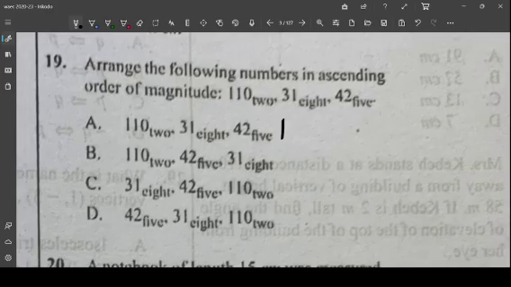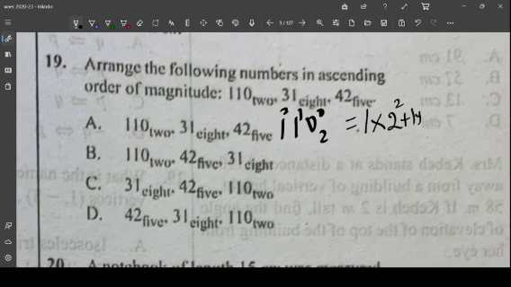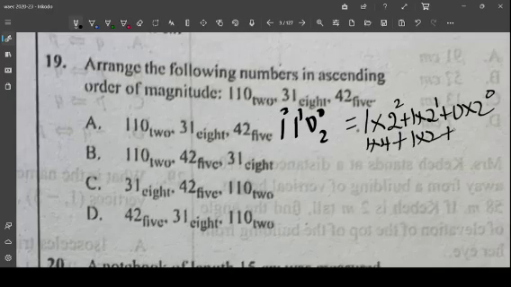So let's do 110 in base 2. If you give it powers 0, 1, 2, what are you going to have? You are going to have 1 times 2 raised to the power 2 plus 1 times 2 raised to the power 1 plus 0. So 1 times 4 is 4, plus 2, plus 0, is 6. So the first number is 6.